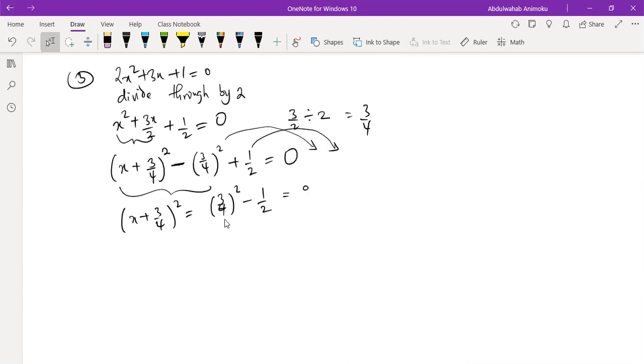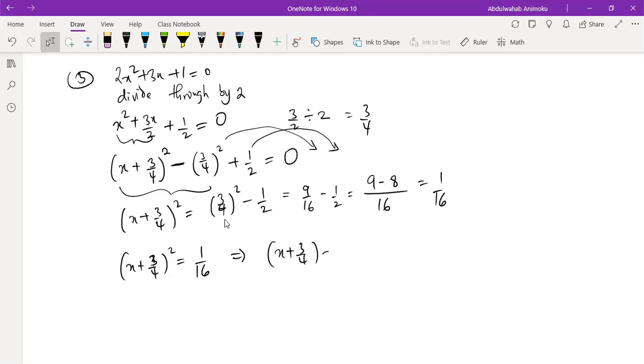So 3 over 4 squared is 9 over 16 minus 1 over 2. So that gives us, over 16, 9 minus 8. That is 1 over 16. So what do you do next? You just take the square root of both sides. If you do that, that would give you the square root of 1 over 16, which is just 1 over, don't forget the plus or minus, 1 over 4.